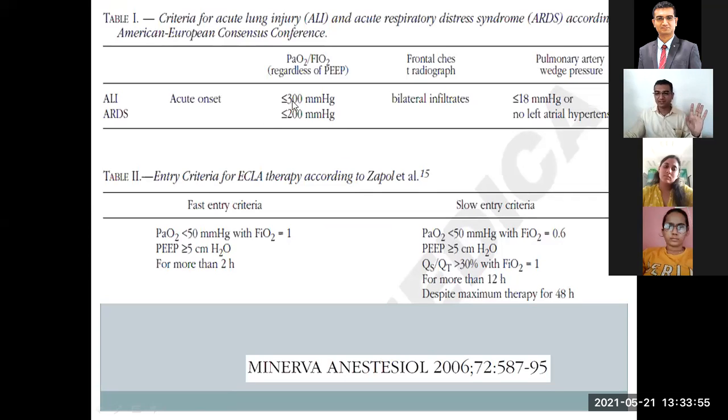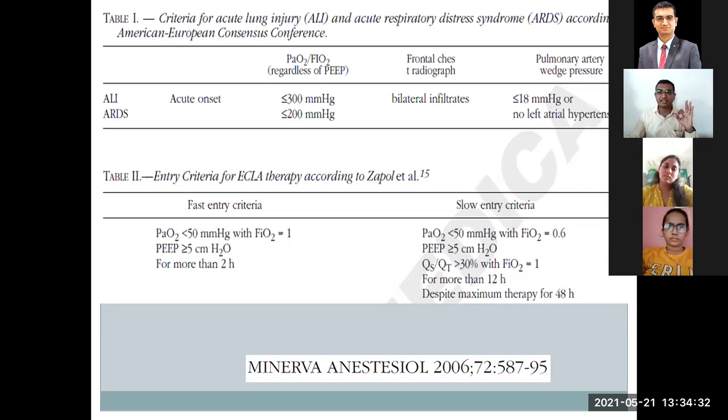Ultimately, it is the same thing: PaO2 by FiO2, regardless of the PEEP. Okay, I think you know about the PEEP. We'll discuss PEEP later also. Whatever you are going for, PEEP will start from 5 mm of Hg, or sorry, centimeter of H2O, 5 to 10, and in most cases we can go for 10, 15 centimeter of H2O PEEP. What is PEEP? We'll see it later.